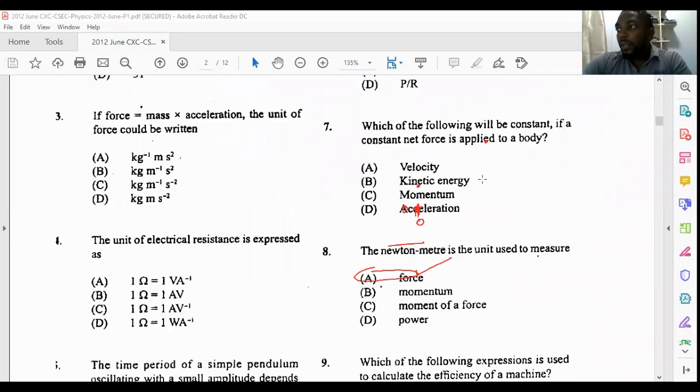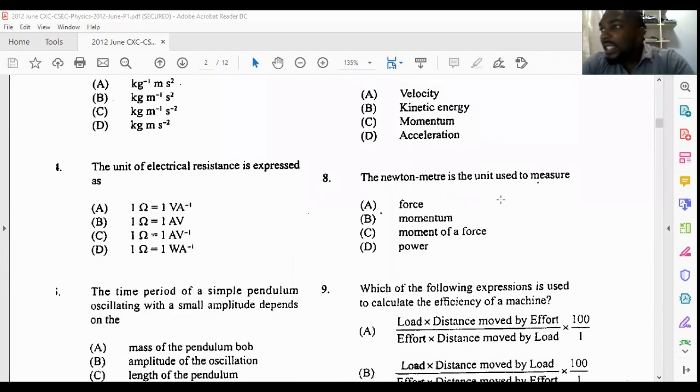Number 7. Which of the following will be constant if a constant net force is applied to a body? In this case, the velocity will be the correct answer. All right, so next question, look at number 8. It says the Newton meter is the unit used to measure which quantity? We have force, momentum, moment of a force, and power.